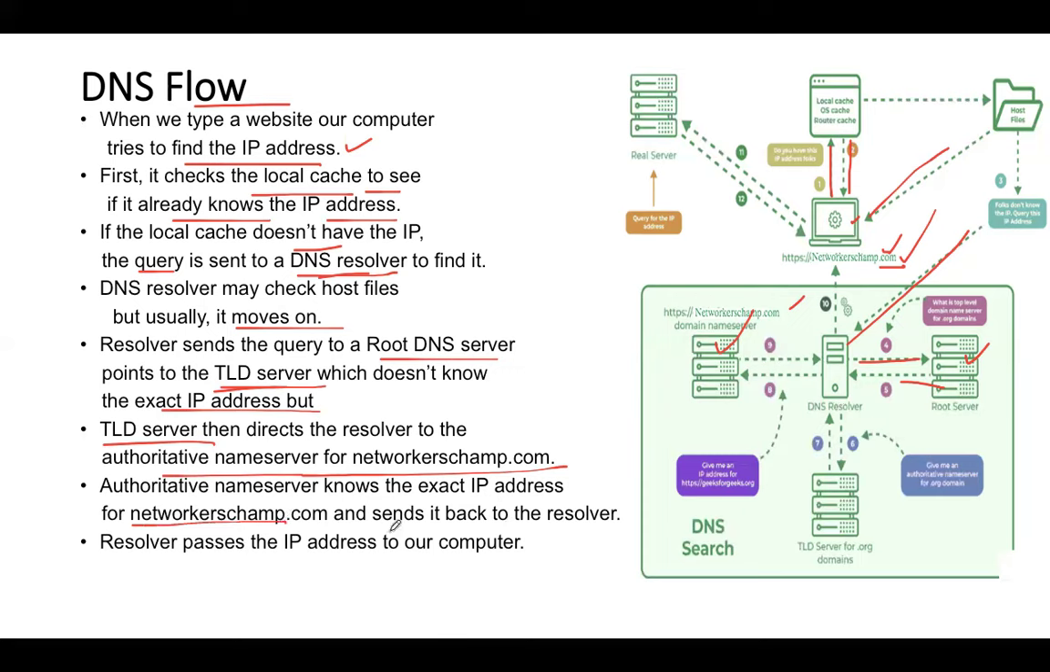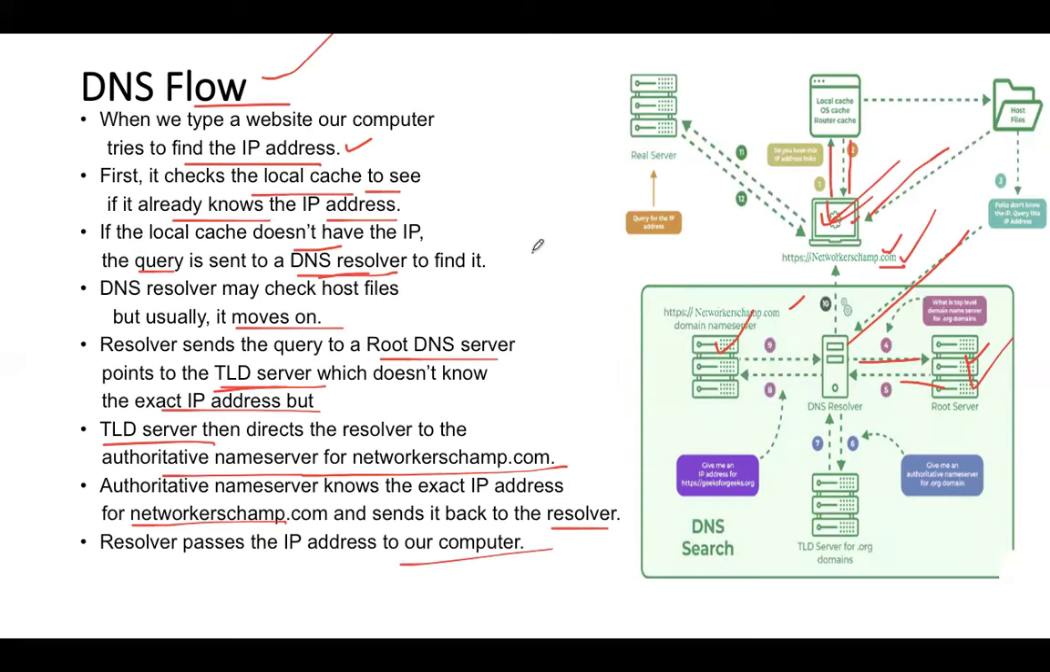The authoritative name server sends the IP back to the resolver, to the machine that sent the query. The resolver passes the IP address to our computer, and finally the computer knows the IP address. Process-wise and flow-wise it might be a little lengthy, but it happens very quickly. So why have I added this DNS flow? Because you should be aware of what an authoritative domain, a top level domain and a root server are. If you don't know, spend some time understanding how they work, so that you are prepared for the next question from DNS itself.